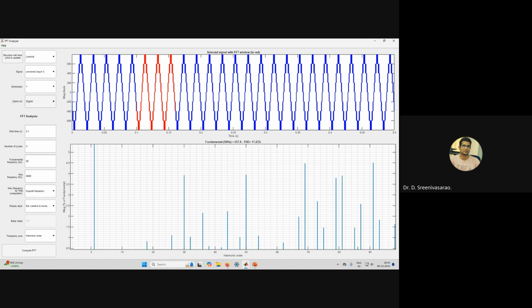We can also see that the THD is just 17.29. Earlier we got somewhere around 28, 29%, and now it is only 17.29. So this is how we simulate the phase shift PWM and level shift PWM techniques in MATLAB.